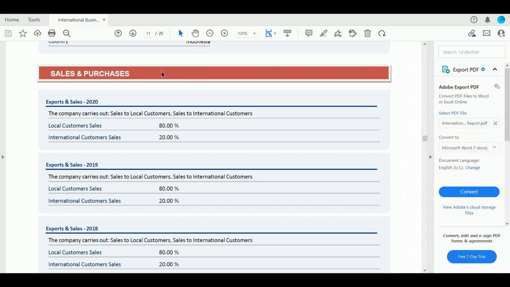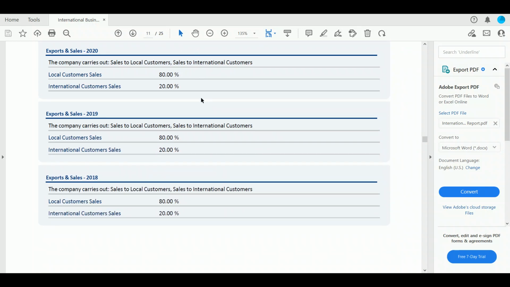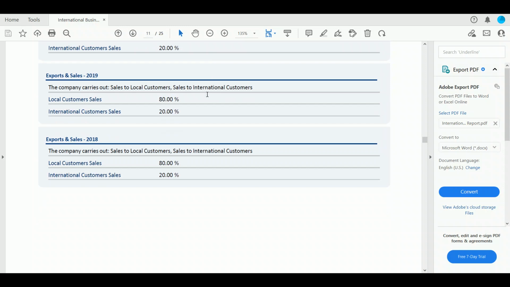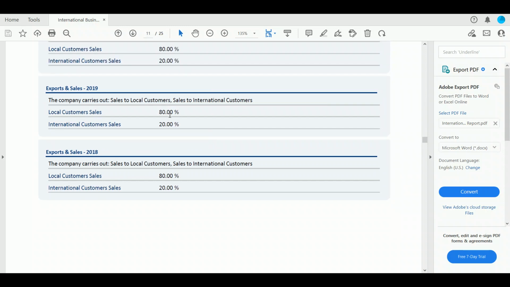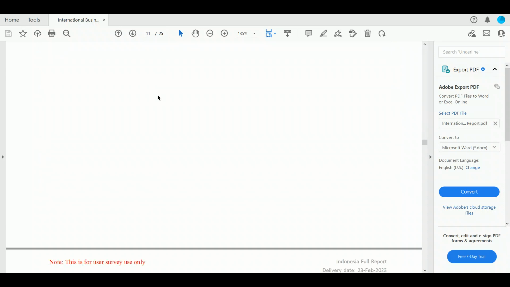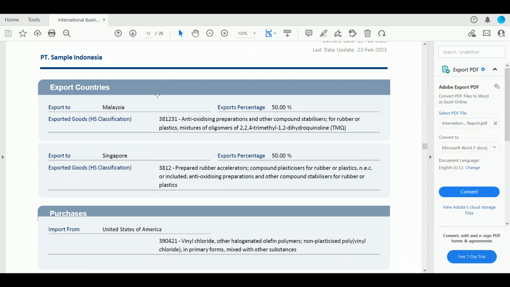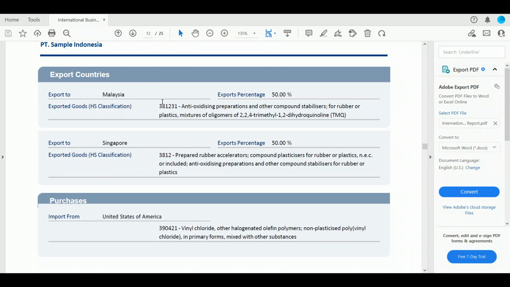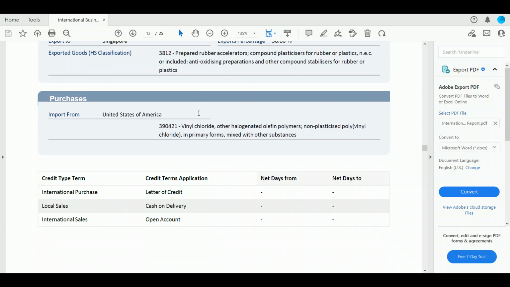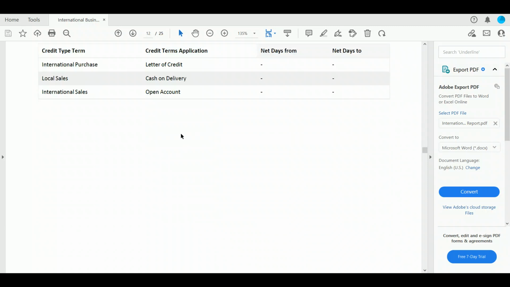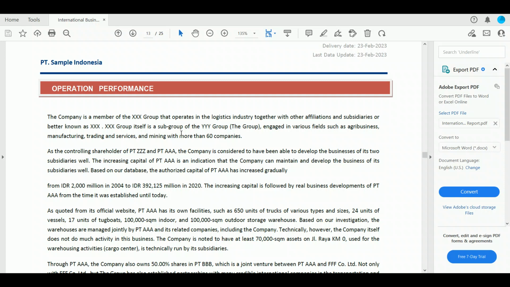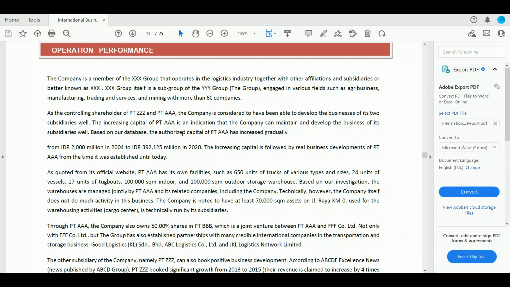Next is the sales and purchase compositions, like what percentage of their sales are derived locally, and what percentage of their sales are derived internationally from the international customers. Okay. Next is related to the export or purchase information, and usually what are their credit terms. Next is the operational performance, that usually these informations are retrieved through the course of investigations with the key managements of the company.